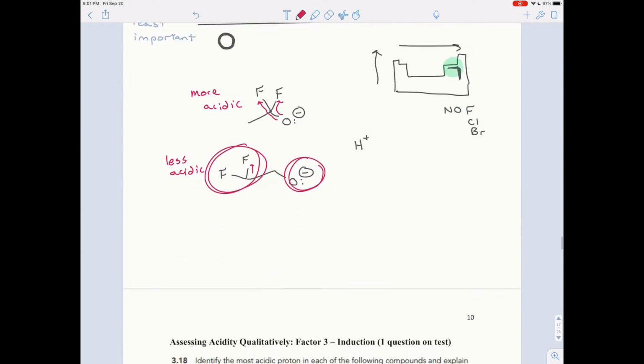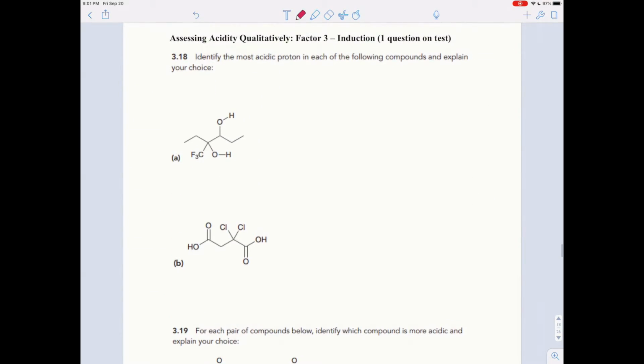Okay, so that's our rule. So here, it says identify the most acidic proton in each of the following compounds, and crucially, this question says explain your choice. Now there are lots of hydrogens in this molecule. All of the hydrogens are either on oxygen or they're on carbon. All these hydrogens are on carbon.